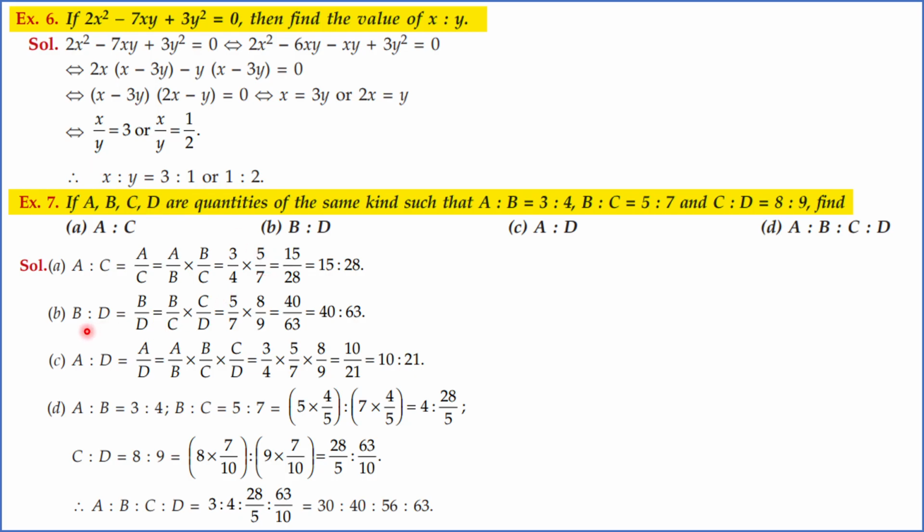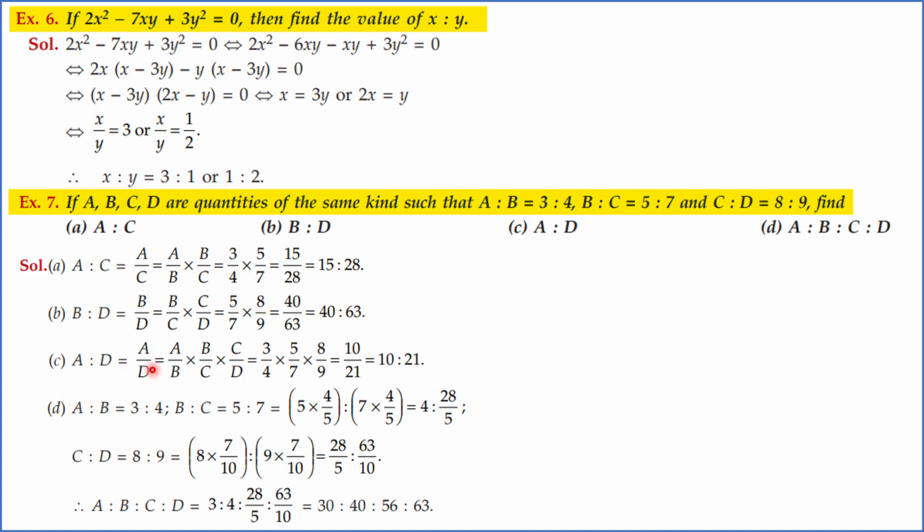B is to d equal to b by d. That is equal to b by c into c by d. That equals 5 by 7 into 8 by 9. That equals 40 by 63. Therefore, 40 is to 63.